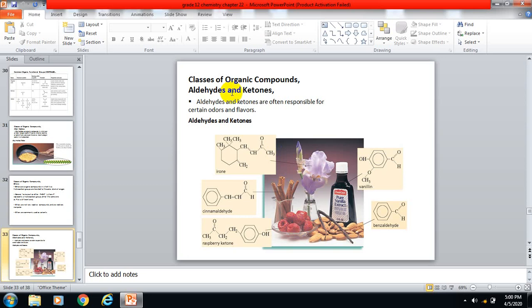Classes of organic compounds: aldehydes and ketones. Aldehydes and ketones are often responsible for certain odors and flavors. I just love these things. Look, this is cinnamon. This is like raspberry or blackberry. These are the almonds, and this is pure vanilla extract as well. Wow, it will be so tasty. So these are the structural formulas for these things.